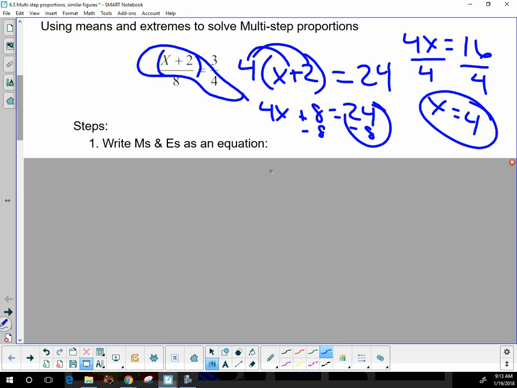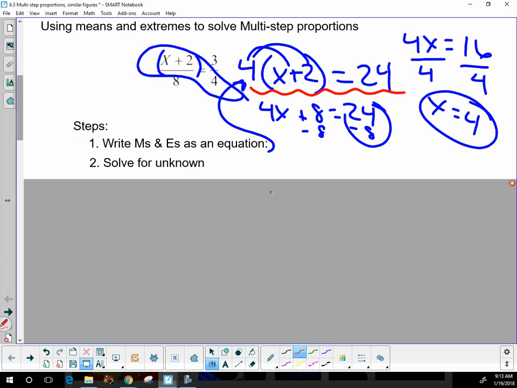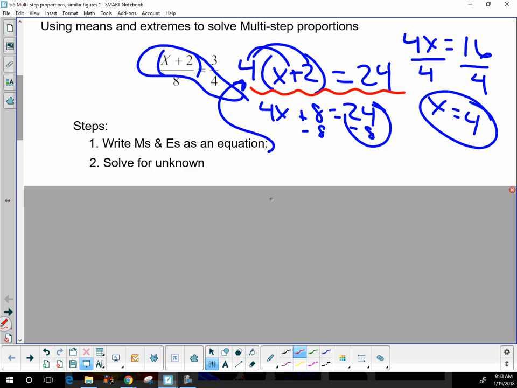Okay. So again, the steps are no different. You write your means and extremes as an equation. That is what I did right there. This is my equation before distributing. Some of you are going to want to skip that step and distribute in your head. I will caution you against that. Showing all of your work, and then we just solve the equation.